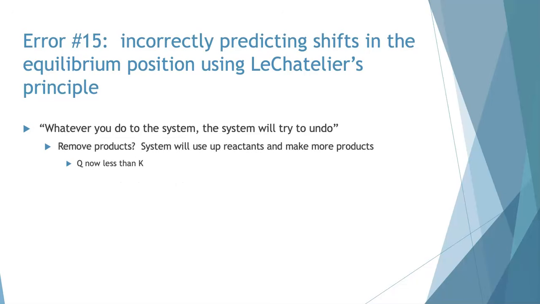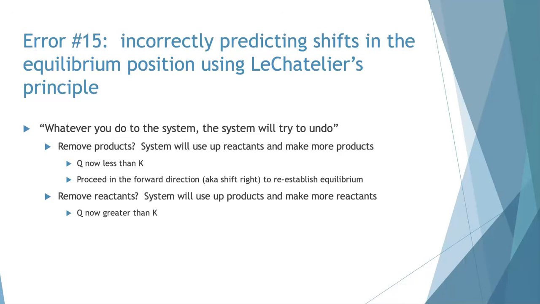If I'm removing products, I'm going to use up reactants and make more products, and I'm going to proceed in the forward direction. And if I'm removing reactants, the system's going to use up products and make more reactants, and I'm going to shift left or proceed in the reverse direction to reestablish equilibrium.